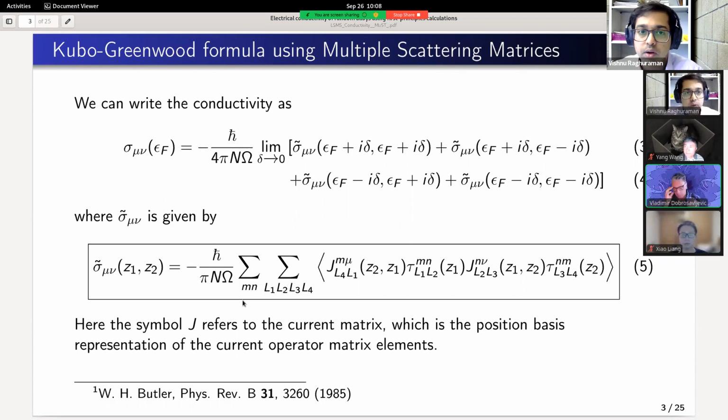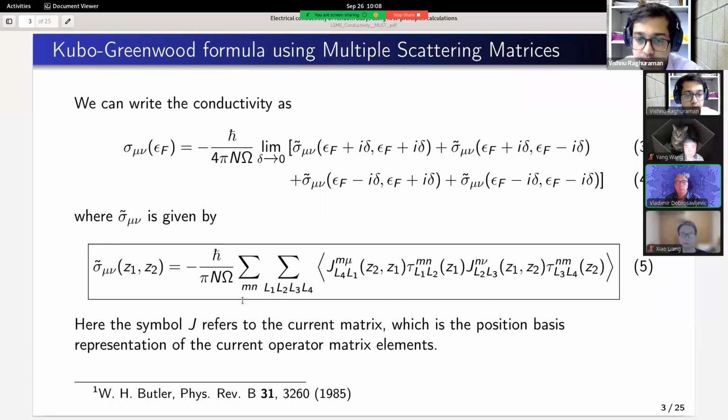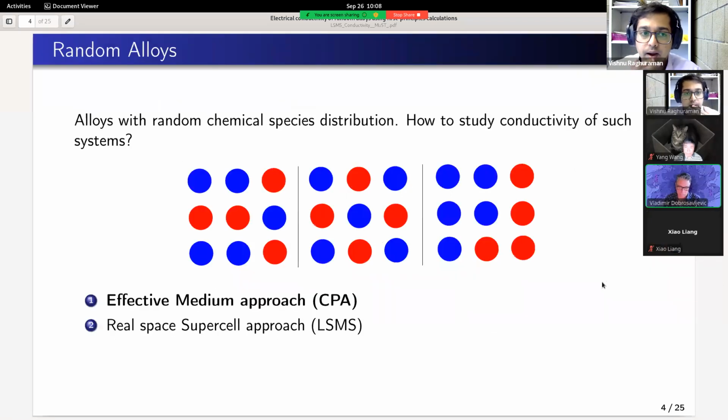Okay, so now, as mentioned, we are dealing with random alloys. So the angular brackets here refer to an ensemble average, which is how we deal with the randomness. And for studying the conductivity of such alloy systems, where there is a random chemical species distribution, there are broadly two methods. The first is the effective medium approach, or CPA, where you don't deal with individual configurations. You take an effective medium that would mimic the ensemble average of your random system.